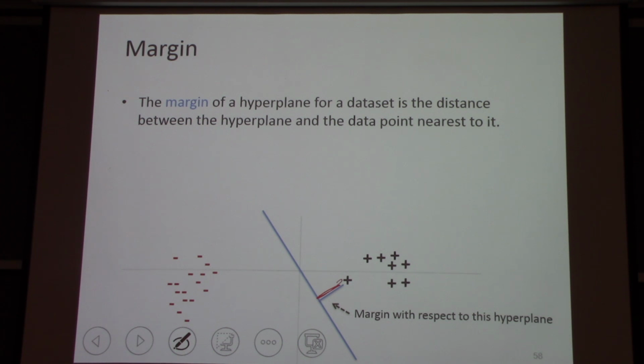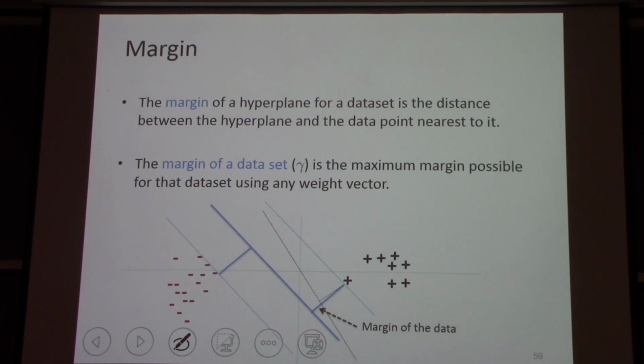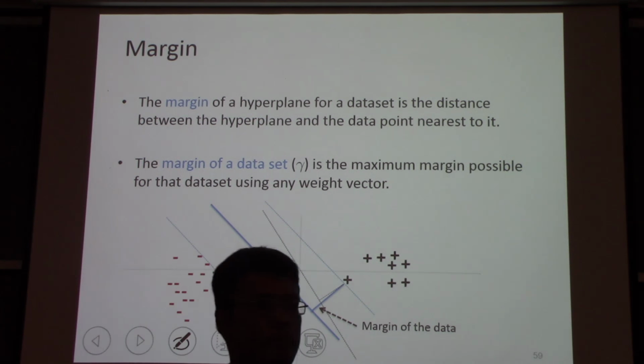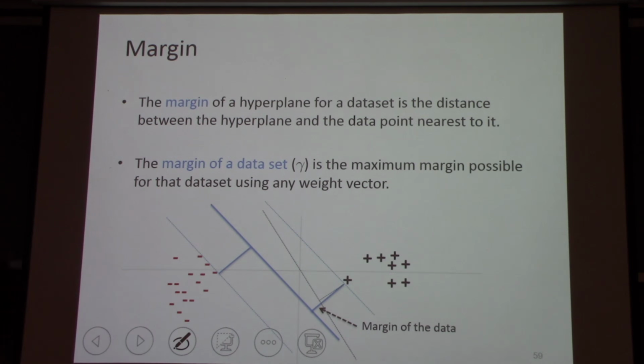Okay? But this is just for the hyperplane, it's not a property of the data. The margin of the data is: search over all hyperplanes and find the one that maximizes this distance. So try to find a hyperplane such that it is farthest from both positive and negative points, equally far actually, and that distance between these points or the negative points and the hyperplane is called the margin of the data set.